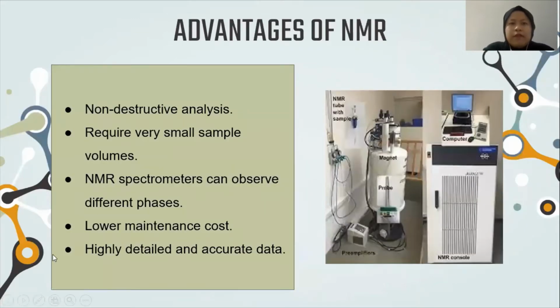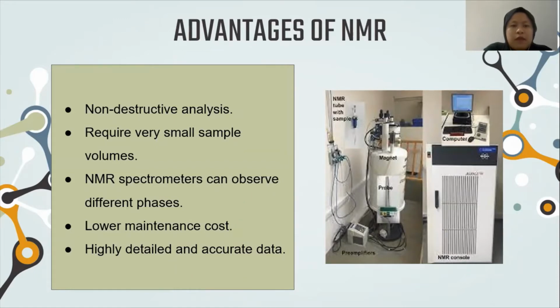First, the advantage of NMR is non-destructive analysis. It means that NMR spectrometers don't harm the sample. NMR can observe a variety of molecules of different sizes, and they can observe them over and over again. Second, NMR requires very small sample volumes to analyze.